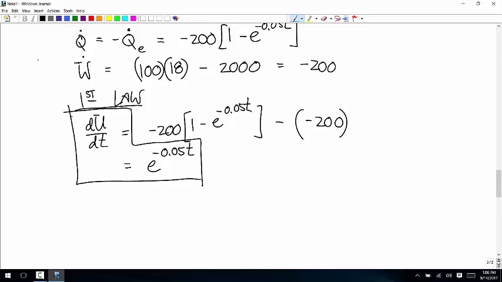Once you distribute, yeah, so we have a negative 200 times 1 here, double negative here. Yeah, you're right. Yes, that does not cancel. Positive. Any questions about that?